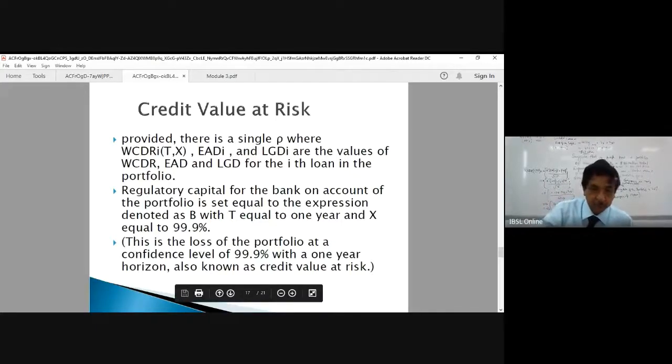We can go into a little detail with regard to this portfolio risk and how we can apply these things into day-to-day credit management activities.